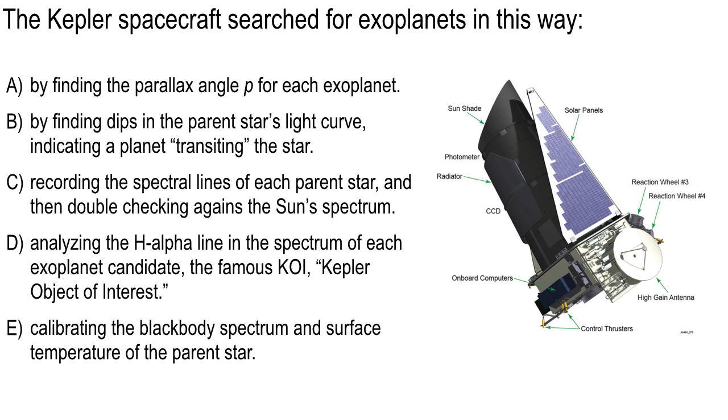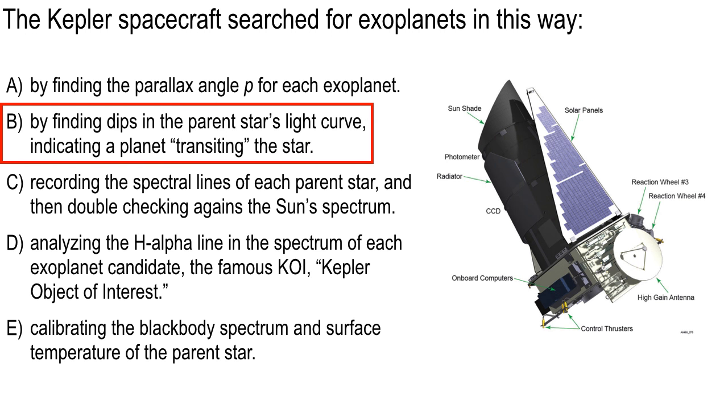30 seconds. Ten, nine, eight, seven, six, five, four, three, two, one, zero. All right, let's see what you guys have got here. Looks like we got a spread of values. People have voted for A, B, C, D, and E. Let's take a look at it. The correct answer is B, and 63% of you answered that.